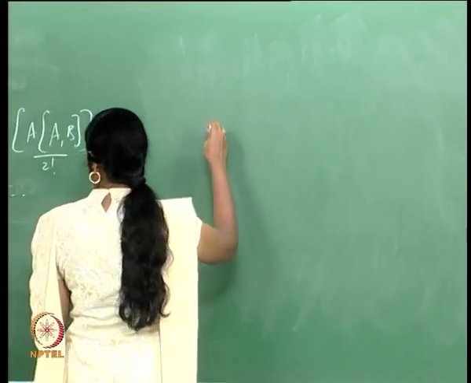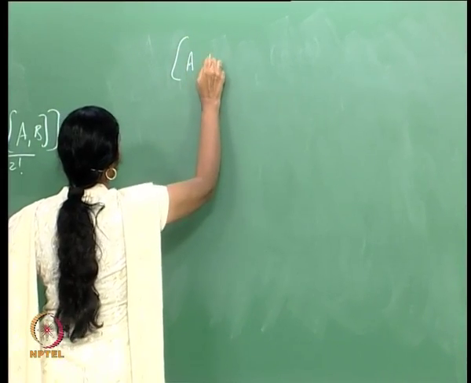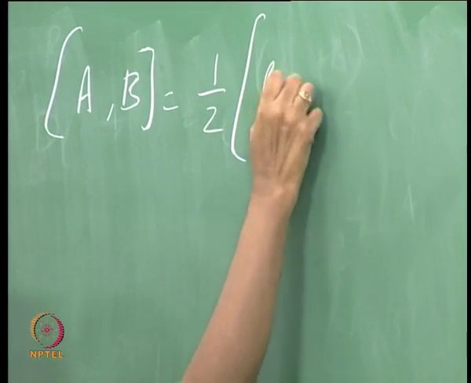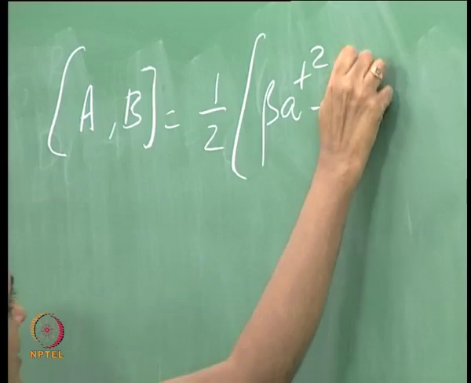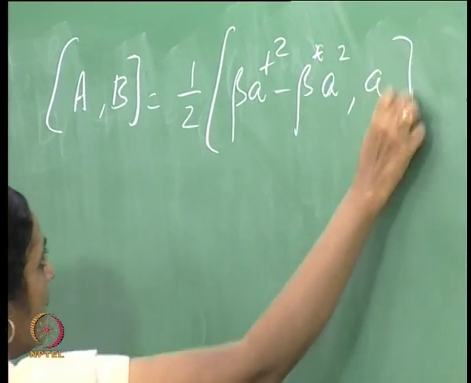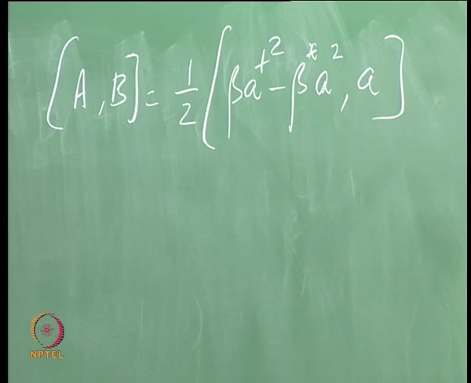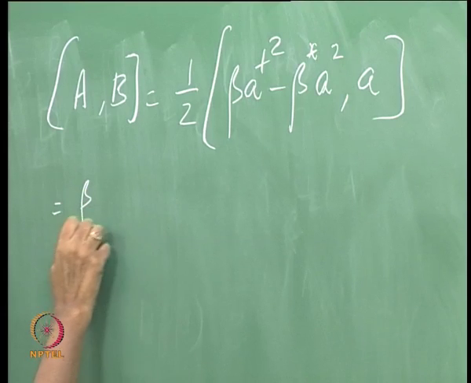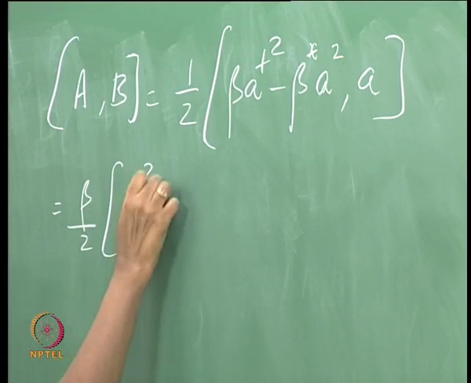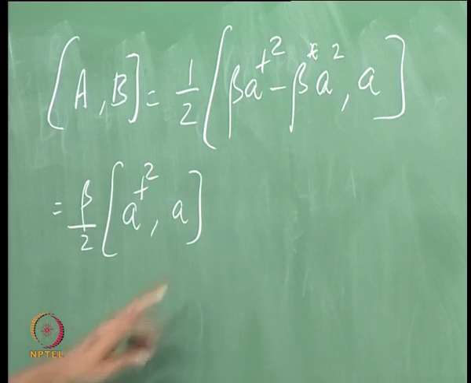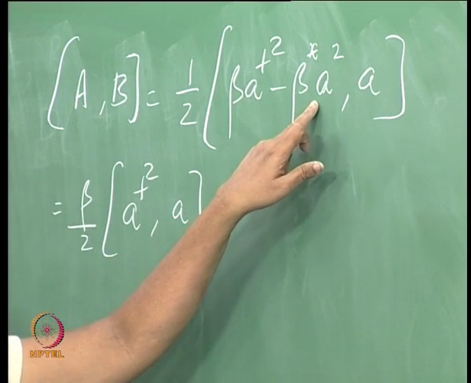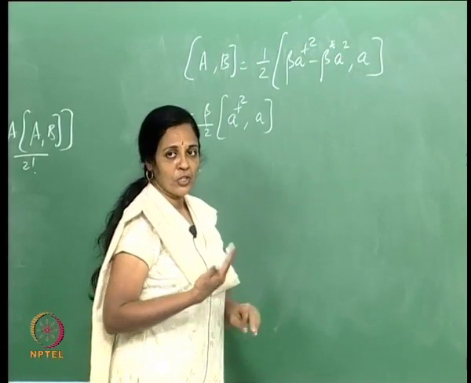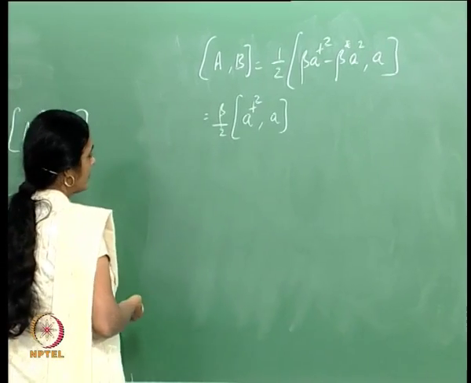So, we have commutator of A with B is half beta A dagger squared minus beta star A squared with A. Certainly the first term contributes. I pull out a beta and I have commutator A dagger squared with A. The second term here commutes with A because there is an A squared here and there is an A there, and any object commutes with itself or its powers.